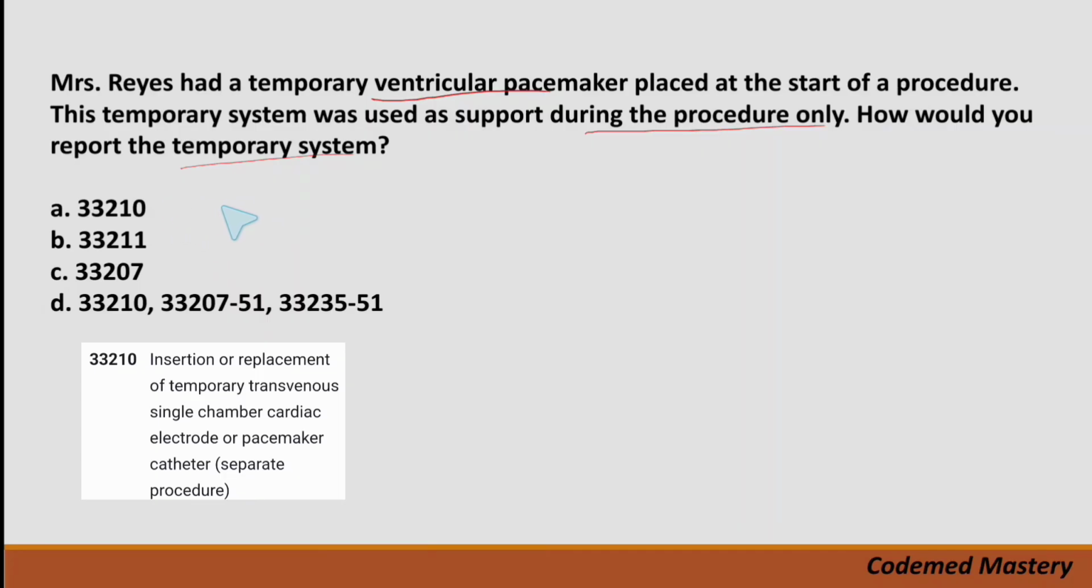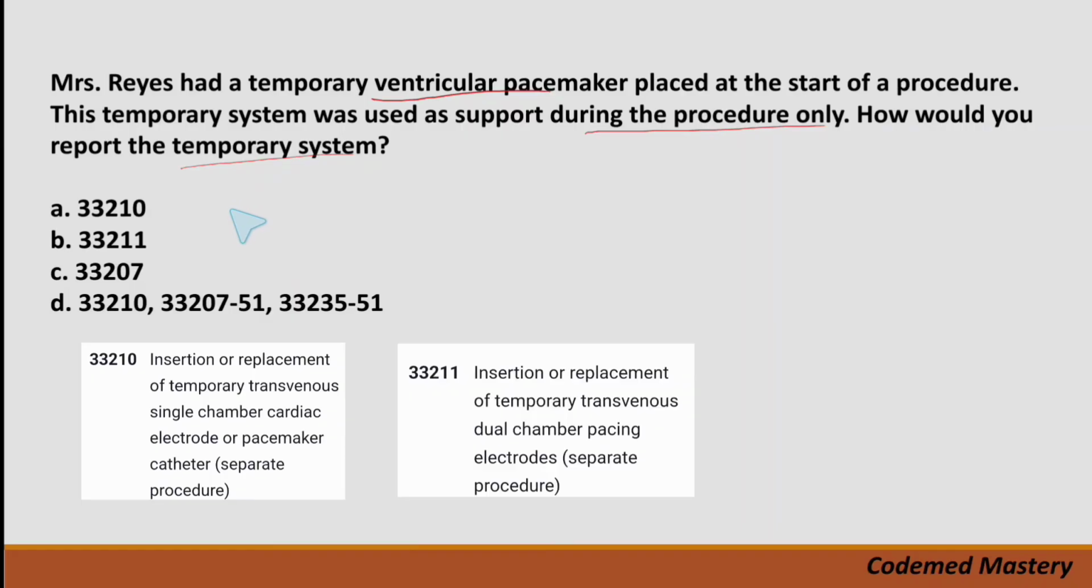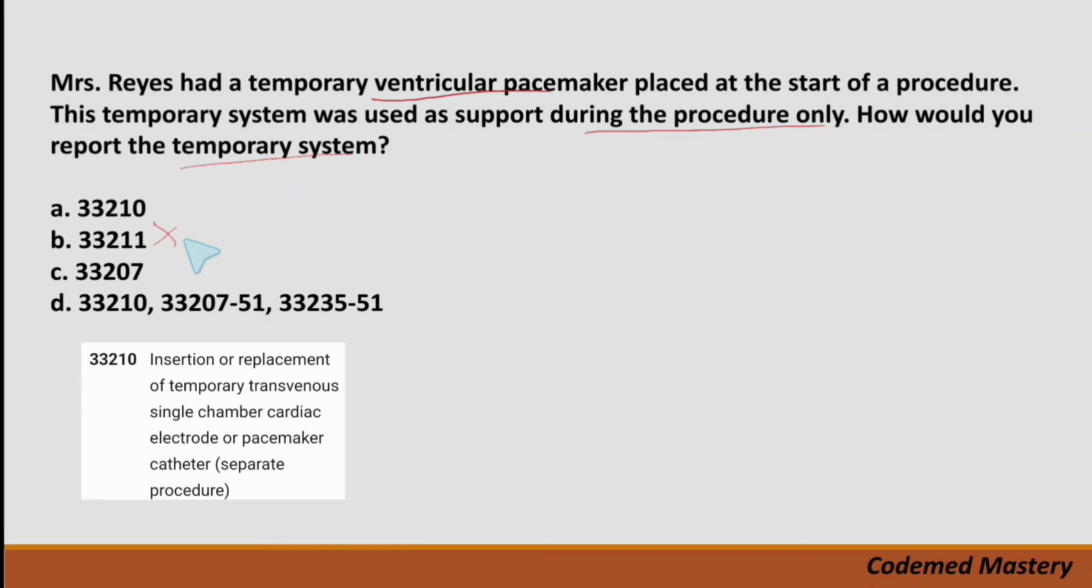Check option B, 33211. That is for insertion or replacement of temporary transvenous dual chamber electrode. But in our question it is single chamber, right? Only ventricular is mentioned. So if atrial and ventricular both are mentioned, it will be dual chamber. But in our question only ventricular is mentioned, so it is single chamber. So we'll eliminate option B.